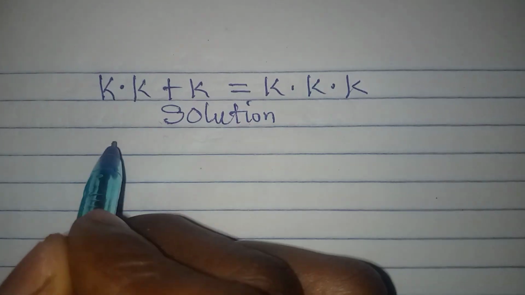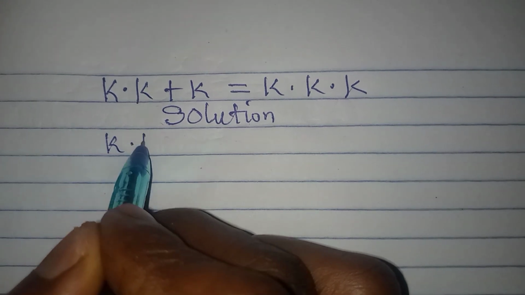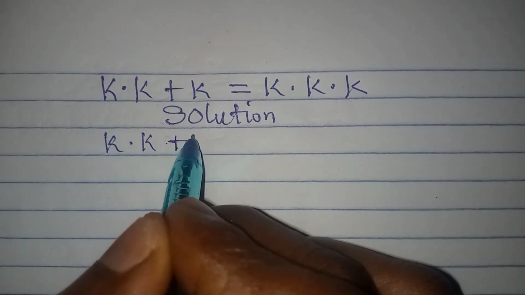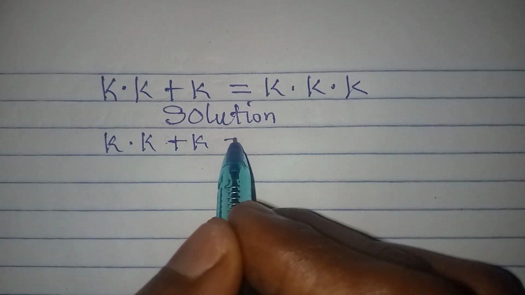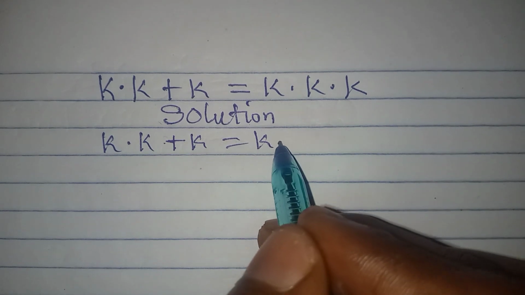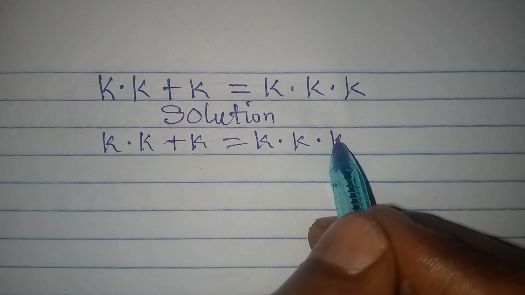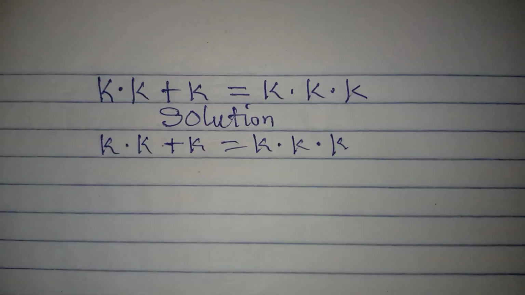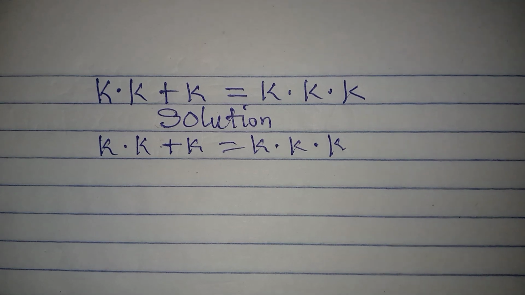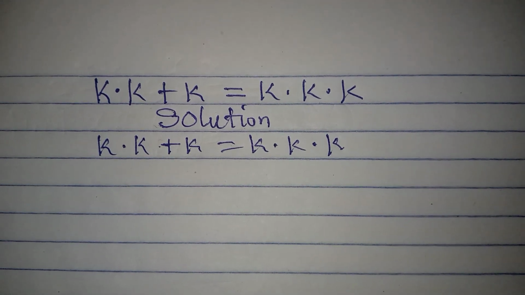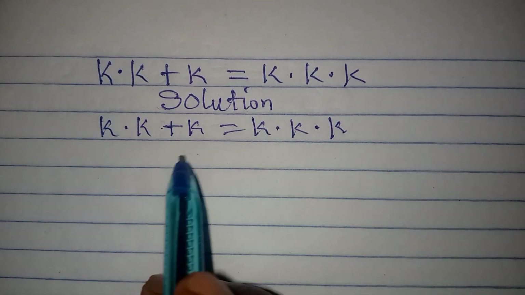Let's solve this problem. We have k multiplied by k plus k equal to k times k times k. And this problem is going to give us two solutions. Okay, so let's go there, and the three of them are real solutions. Now let's work on this very quickly.